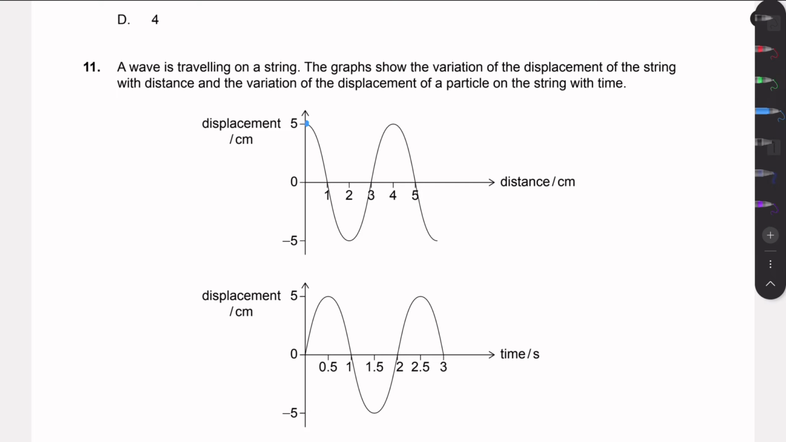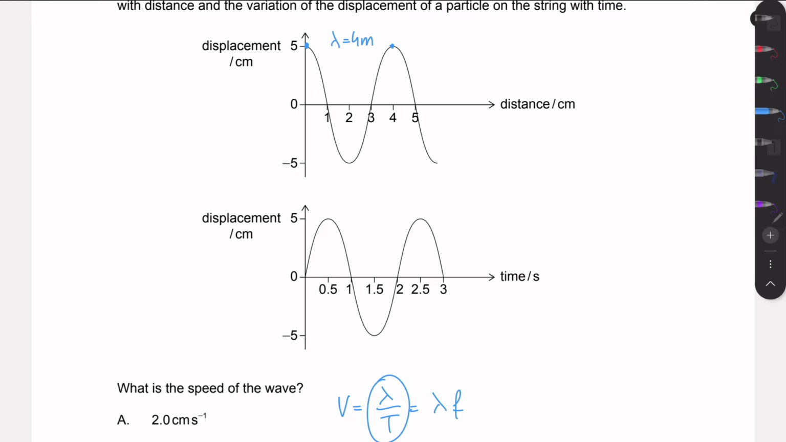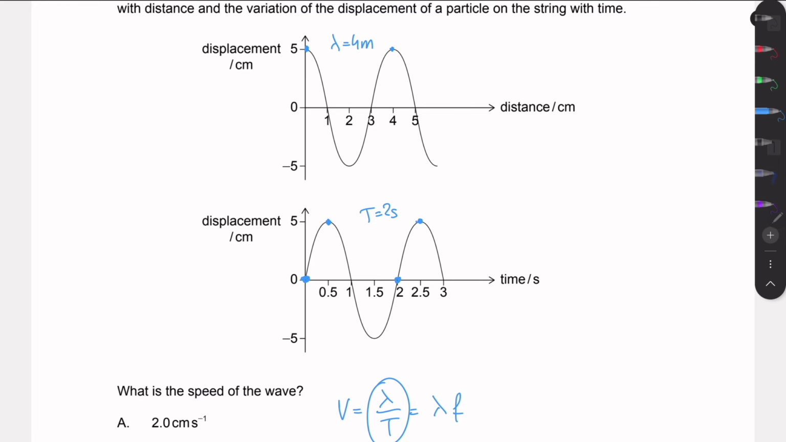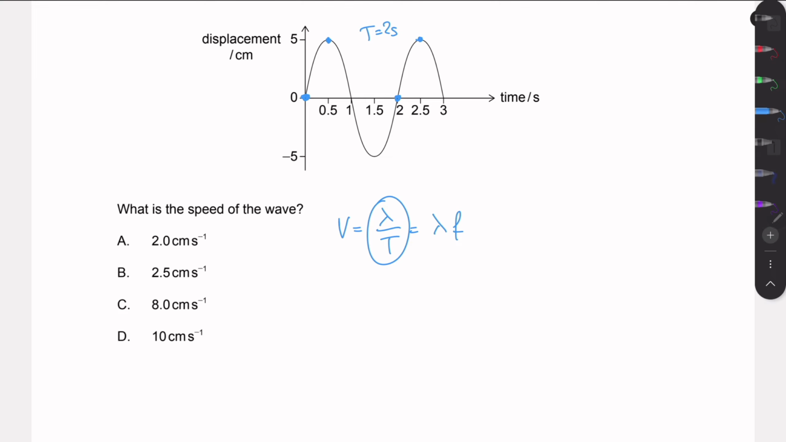So we see that the wavelength here is 4 meters, as that is the distance between two crests or two troughs or just 2 points in phase. For example, this would also work. And then the displacement-time graph just shows us the period here. So the period will just be the difference in time between 2 points in phase. So like this and this, or this and this, that will just be 2 seconds. So lambda is 4, T is 2, so our speed is 2. It's just the ratio of these. So 4 over 2.